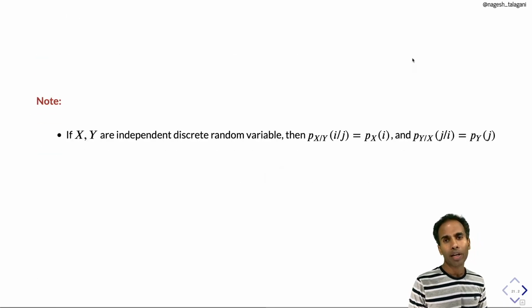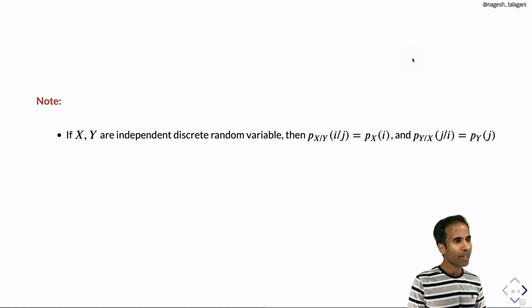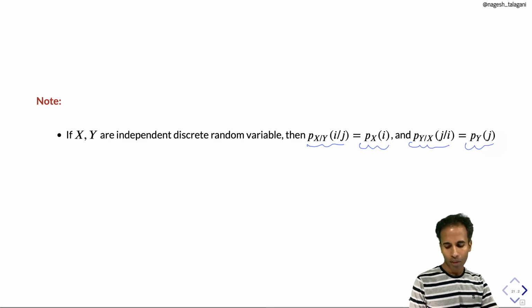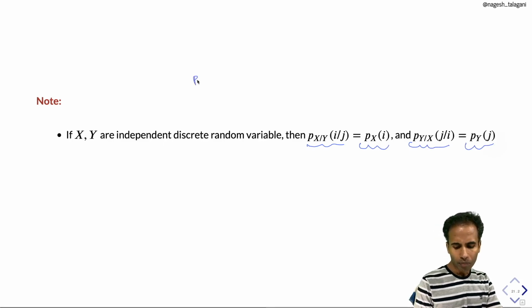When X and Y are independent, conditional distributions will be the same as marginal distributions. That is, if X and Y are independent discrete random variables, then the conditional PMF of X given Y will be the same as the marginal PMF of X. The conditional PMF of Y given X will be the same as the marginal PMF of Y. Let me show you one here.